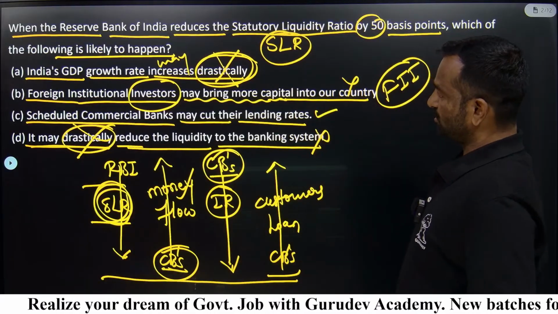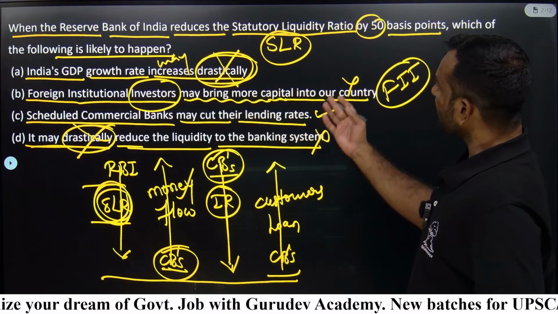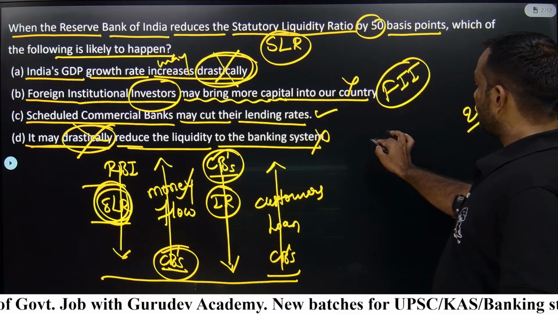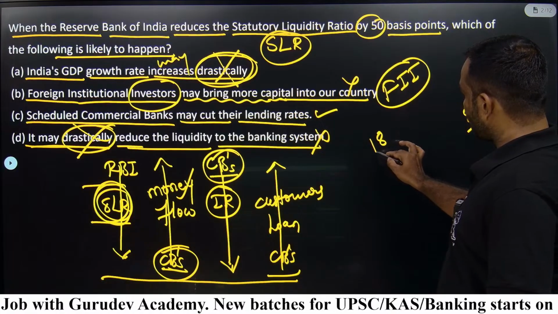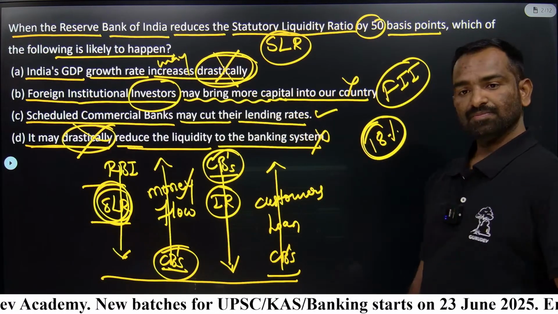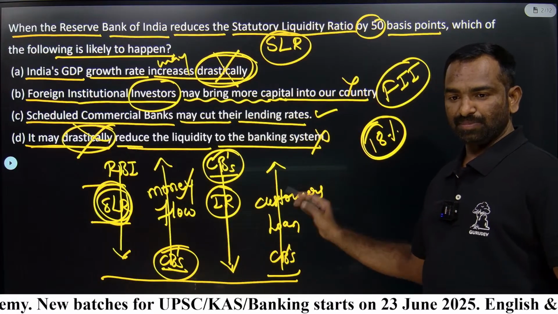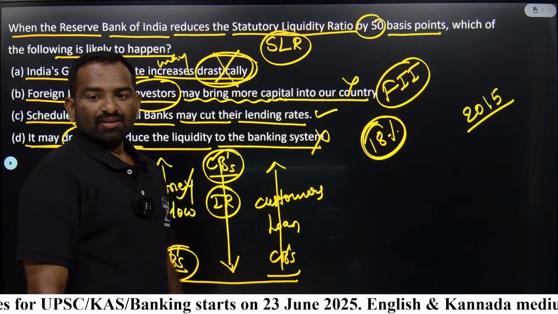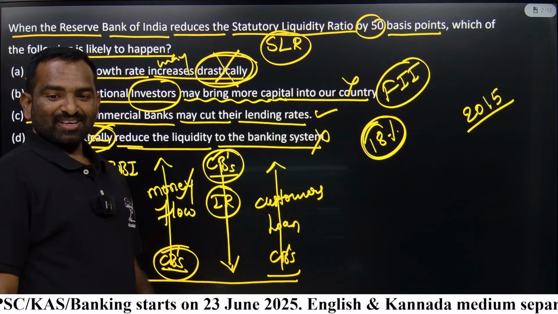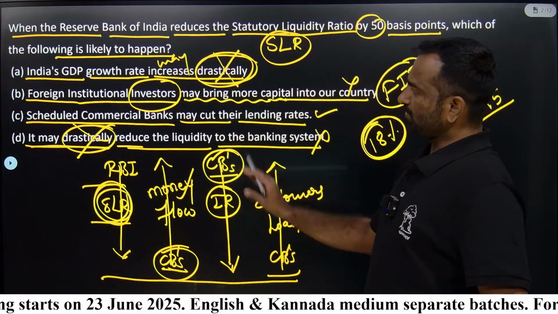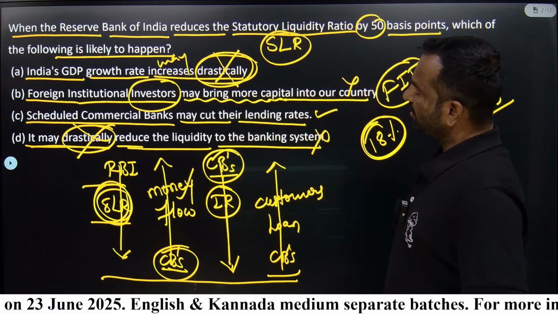So this is what the first question regarding the statutory liquidity ratio. Right now, as of now, the SLR is 18%. Increase the inflation, okay, right, thank you. This is the first question. Next, move to the other question.